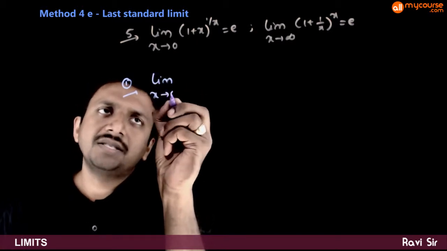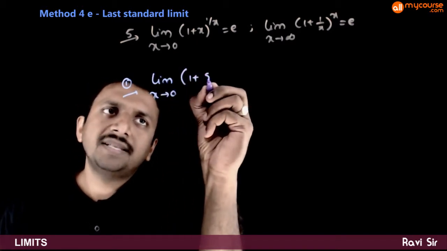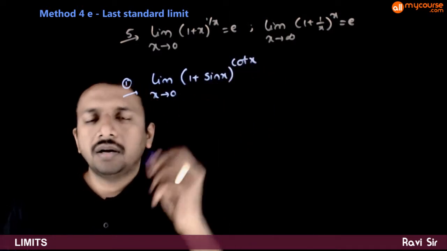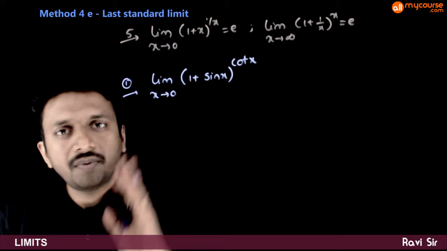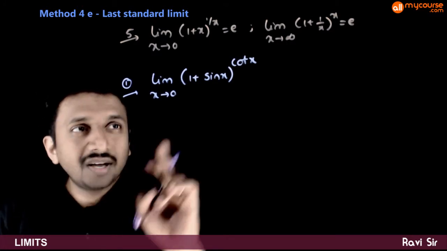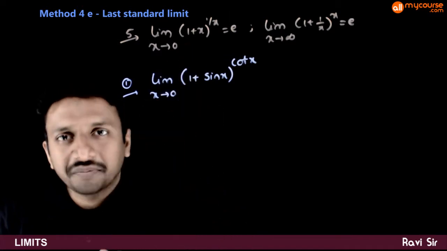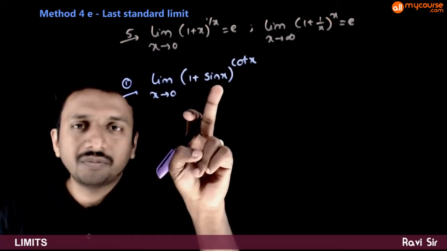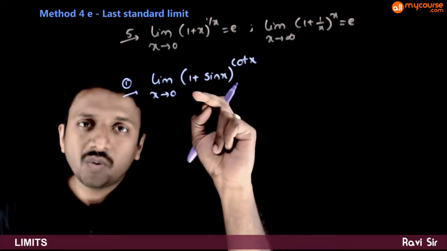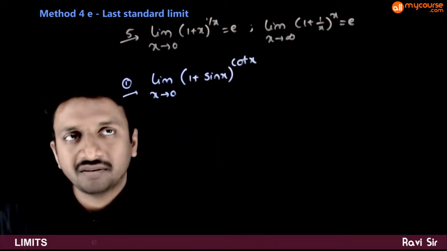Find limit x tends to 0, (1 plus sin x) power cot x. What is the value of this limit? So now let us try to convert this into this formula. First, if you put x is equal to 0, you're getting 1 and cot 0 is infinity. So you're getting 1 power infinity type.